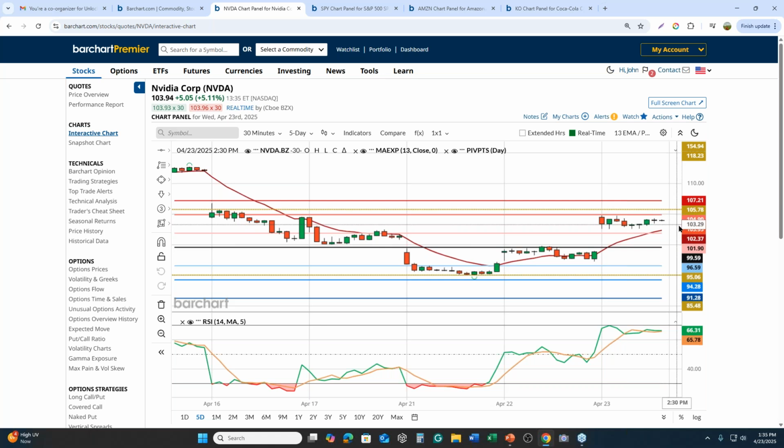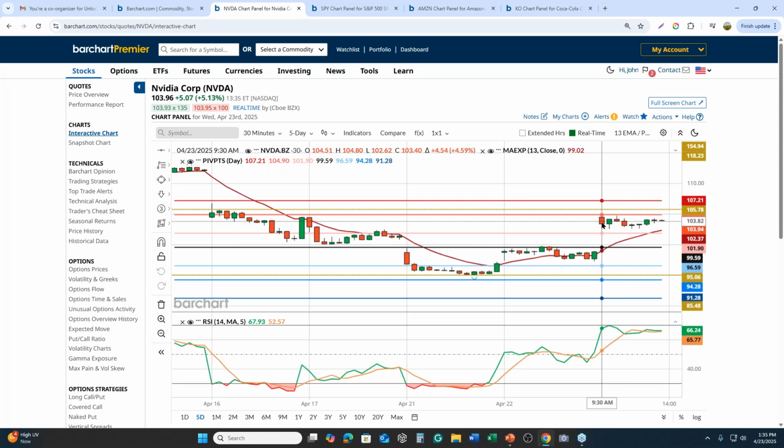Again, probably not going to take the trade from here. I might wait for a confirmational signal. Well, what are some of the tools we said we could use for a confirmational signal?